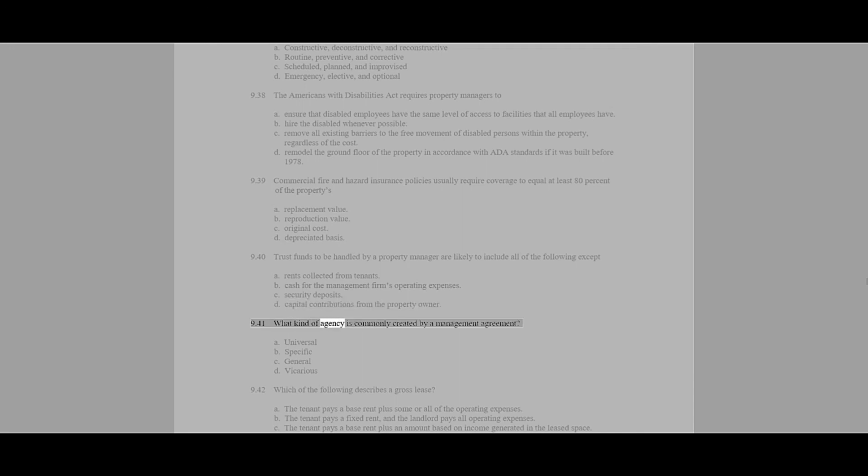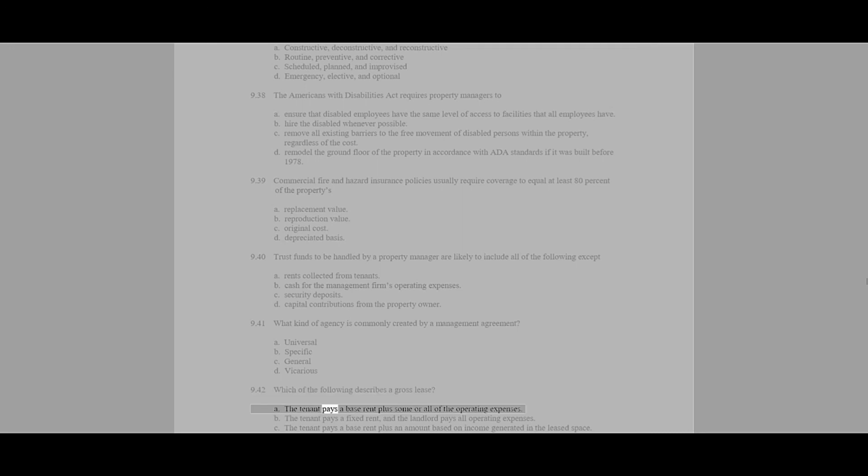9.41 What kind of agency is commonly created by a management agreement? A. Universal. B. Specific. C. General. D. Vicarious.